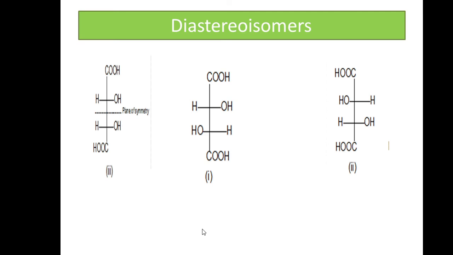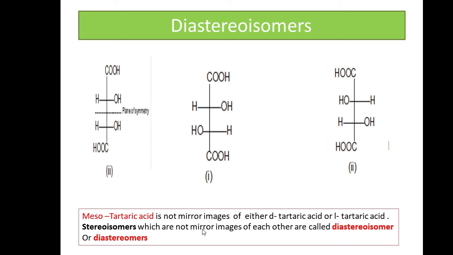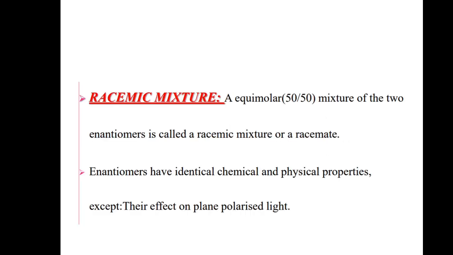So such stereoisomers are known as diastereoisomers. That means diastereoisomers are stereoisomers which are not mirror images of each other, called diastereoisomers or diastereomers. So this term we already discussed, racemic mixture. A racemic mixture means an equimolar, or 50-50 ratio, mixture of two enantiomers, called a racemic mixture or racemate.